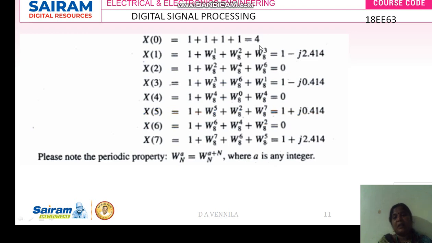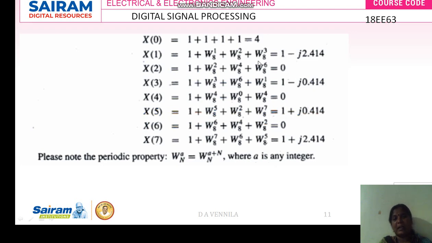Now see here, I told you the DFT is periodic with period capital N and it is symmetric. Now you see this x of 0 and this x of 4. You see x of 0, and here x of 1 is 1 minus j 2.414, then it is x of 7. Next x of 2, the x of 2 is 0, then x of 6 is 0. Next this one, x of 3 is 1 minus j 0.414, then x of 5 is.